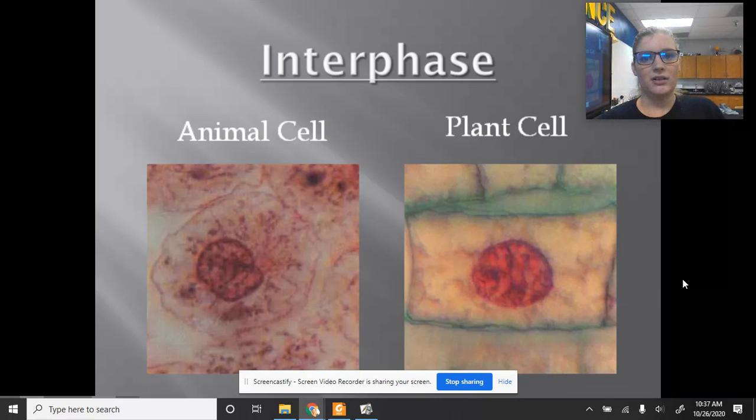So our cell cycle starts with interphase, moves into mitosis, and ends with cytokinesis. If you haven't looked through those slides yet, please do and let me know if you have any questions. But we're going to start here with a look at interphase.